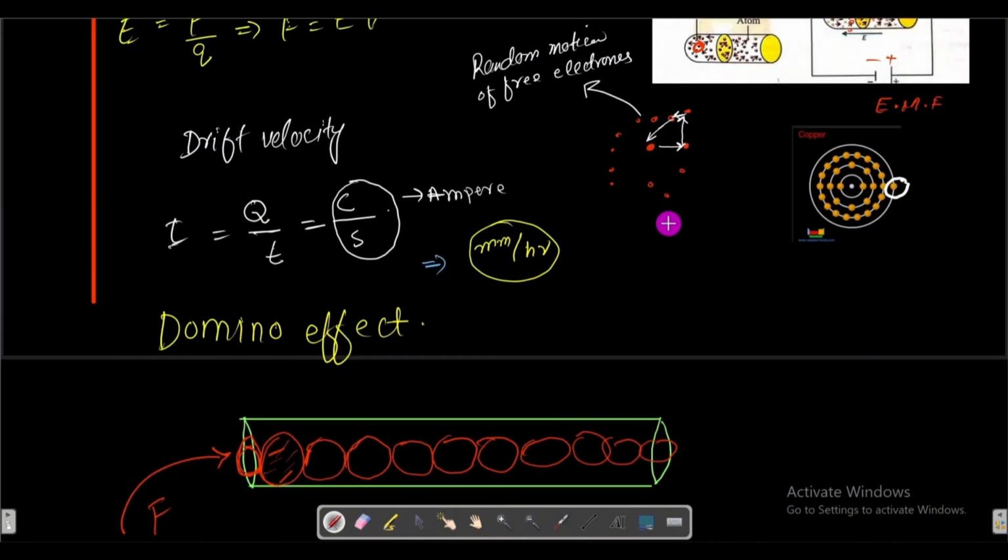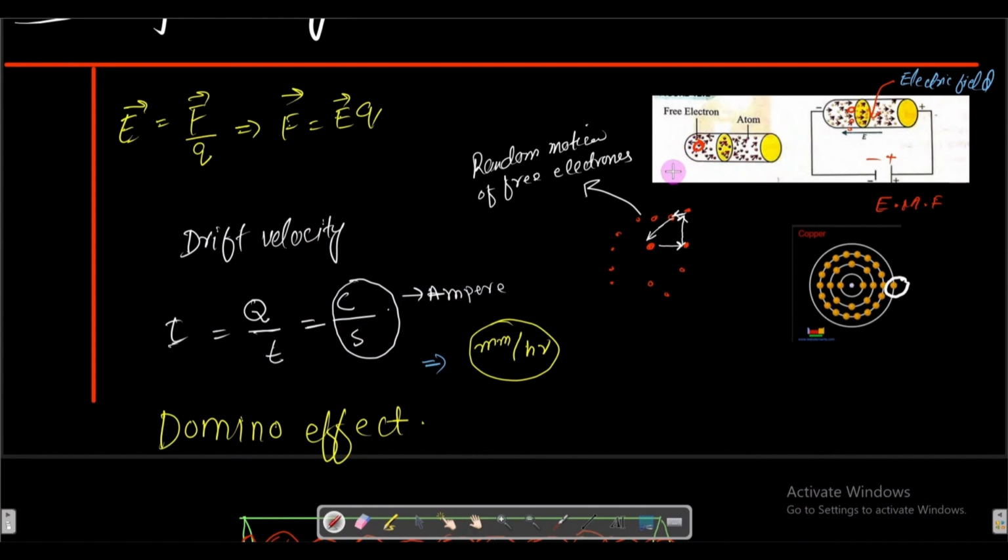So here the electric current also uses that Domino effect. If we have a large number of free electrons, and due to potential difference an electric field is developed, and due to that electric field a force is exerted on the free electron, that free electron will give its force or energy to the next one, and that one will give the energy to the next one, and in this way the energy will transfer quickly from one end to the other end. So I hope you got my point.